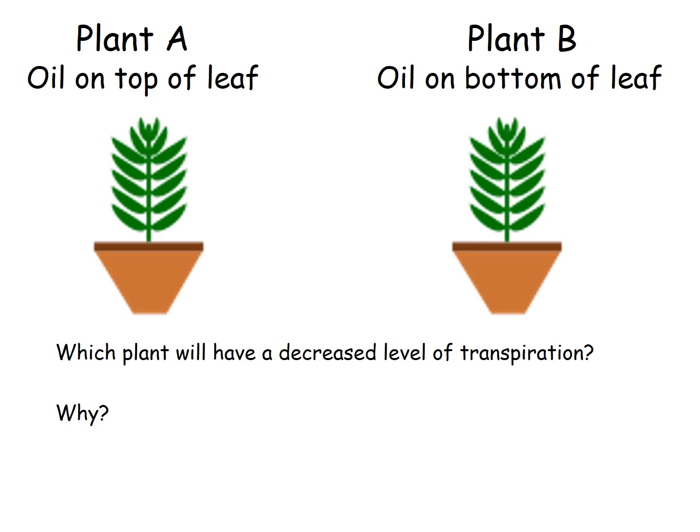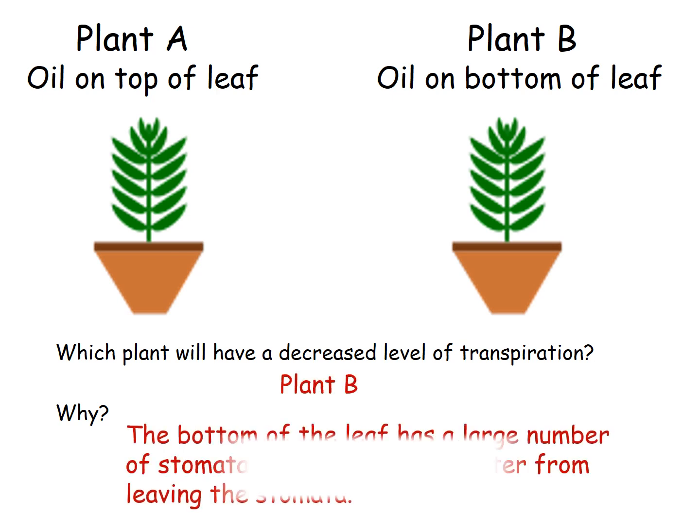Okay, so having had a wee think about that, the answer would be plant B. Plant B will have decreased levels of transpiration because the stomata are located on the bottom of the leaf, and if we cover the bottom of the leaf in oil, then the pores are going to get clogged up with the oil and the water can't evaporate out.